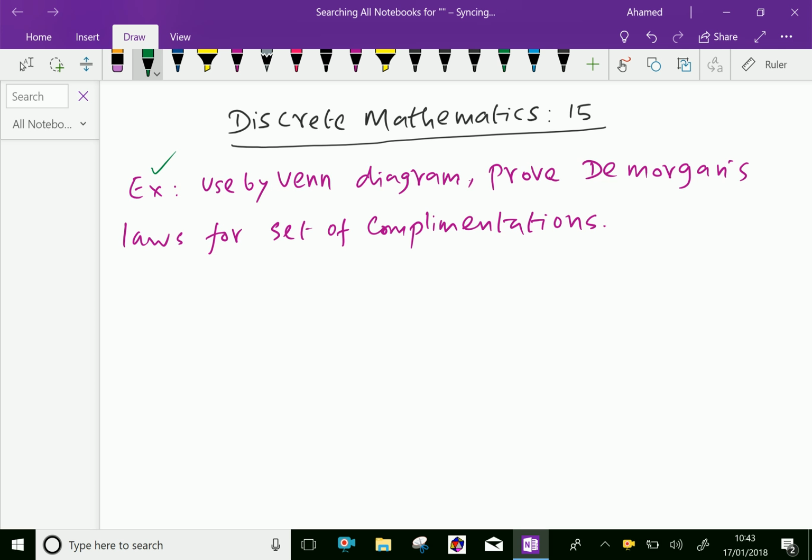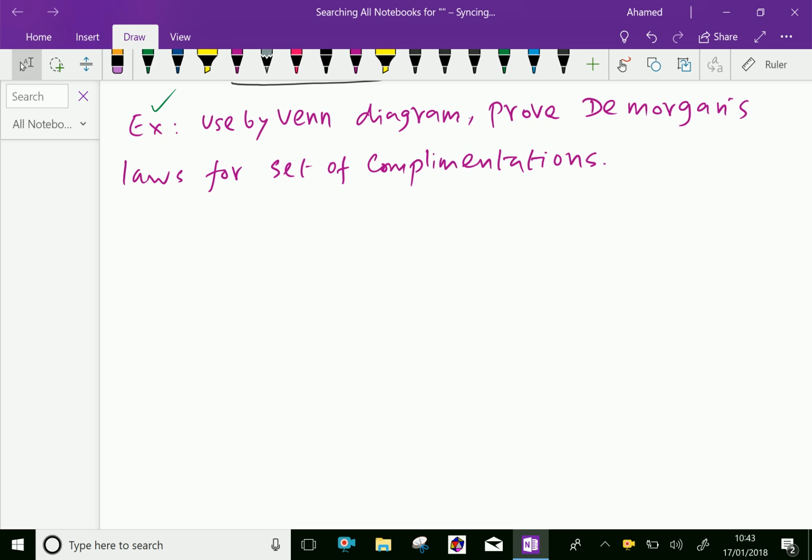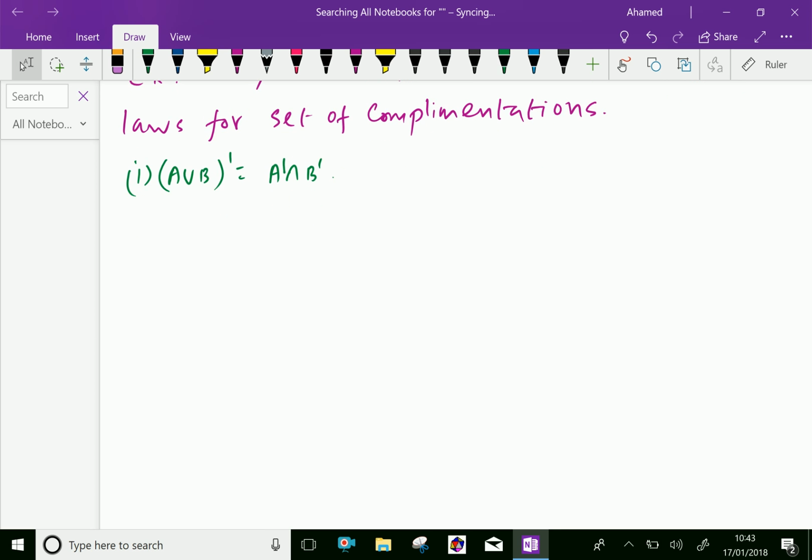In discrete mathematics regarding sets, we can do some example problems by proving De Morgan's law. Example: use a Venn diagram to prove De Morgan's laws for set complementation. The first law is (A union B)' equals A' intersection B'. Now, let us start with the Venn diagram.